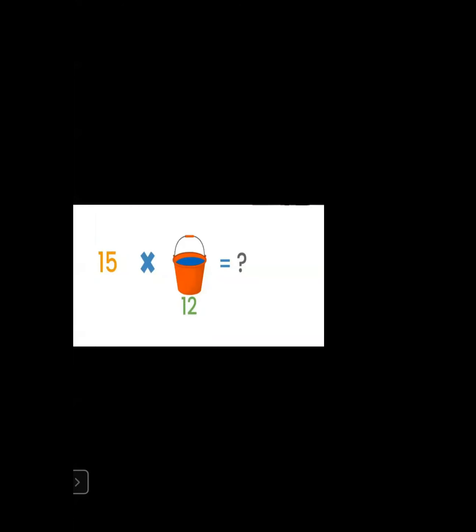It is repeated for 15 days. It means 15 into 12. It means 15 days into 12 buckets equals how much? Now we can solve it. 15 into 12 is also written as 15 into 2 plus 15 into 10. The 12 can be written as 2 plus 10.